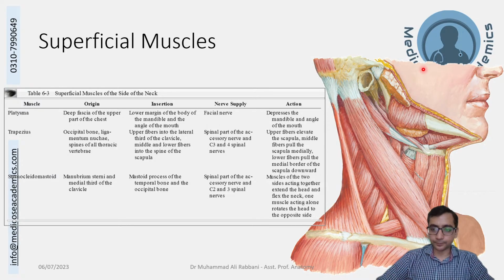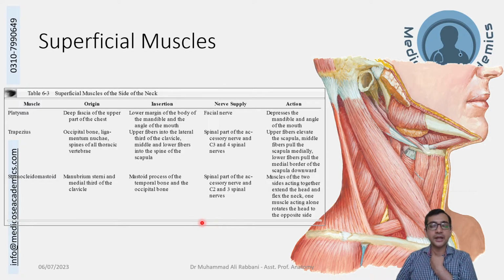What function does it perform? It helps you to look away; it rotates the head in the opposite direction. So what is the function of the right sternocleidomastoid? It will help turn your head to the left. And when you turn your head to the left, you will feel a contracted and prominent sternocleidomastoid running right here.